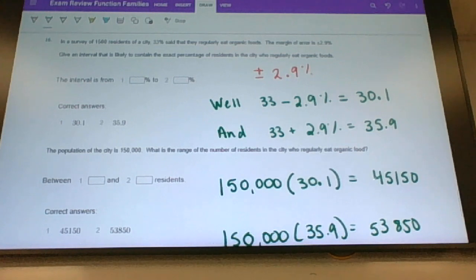Why does it say correct answer for you? Yeah, I printed the answer. Okay.